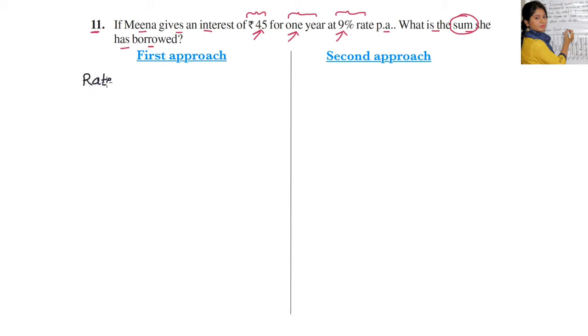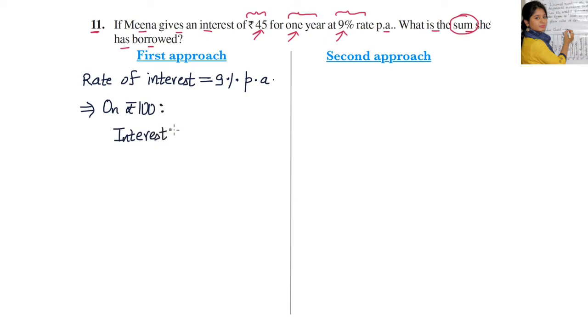We will first write what is given. The rate of interest is given as 9% per annum. As you can see, we are writing according to the question, right? So we can say that on rupees 100, the interest after 1 year, if the rate of interest is 9% per annum, will be equal to 9 rupees per annum, right? For rupees 100, it is rupees 9 per annum.